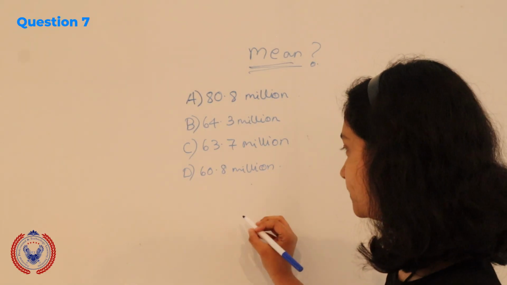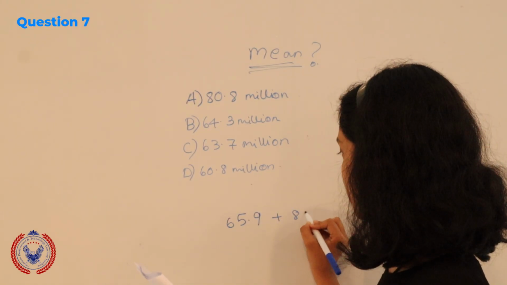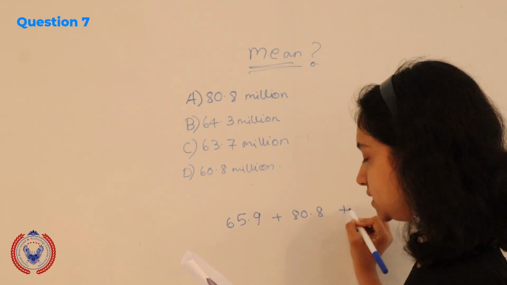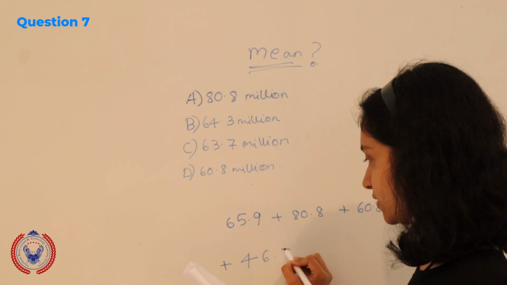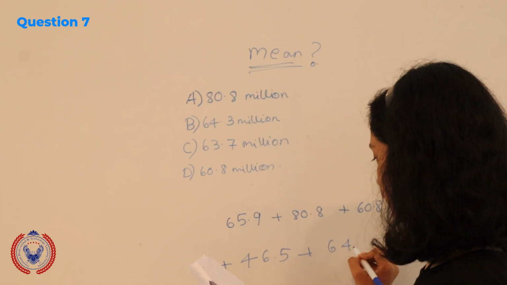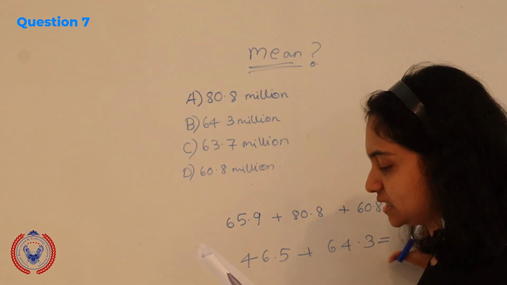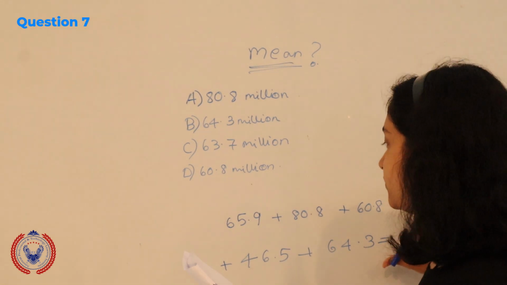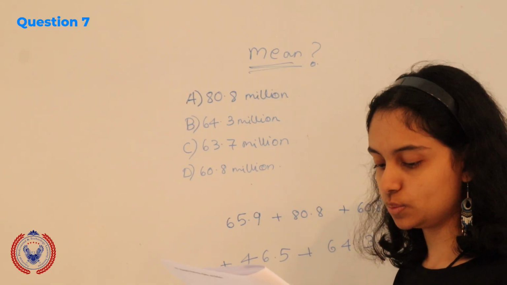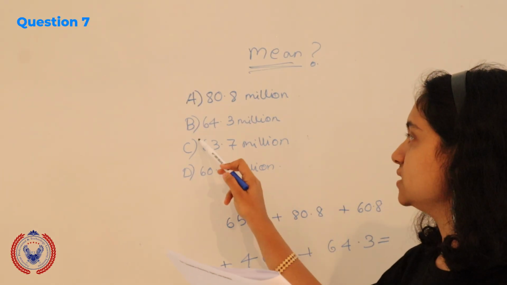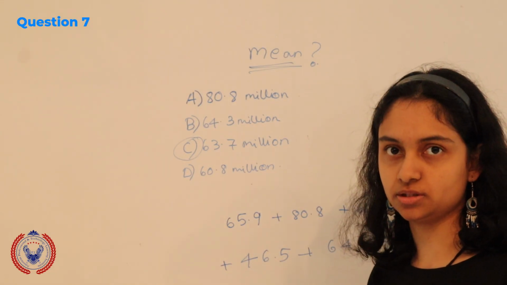Okay, so let's add. The first one that is given is 65.9 plus 80.8 plus 60.8 plus 46.5 plus 64.3. Okay, we need to add all these numbers up and then we need to divide by 5 because there are 5 countries present. And in this case, we get a number which is C. Hence, in this case, I would not be considering any of the other 3 options.